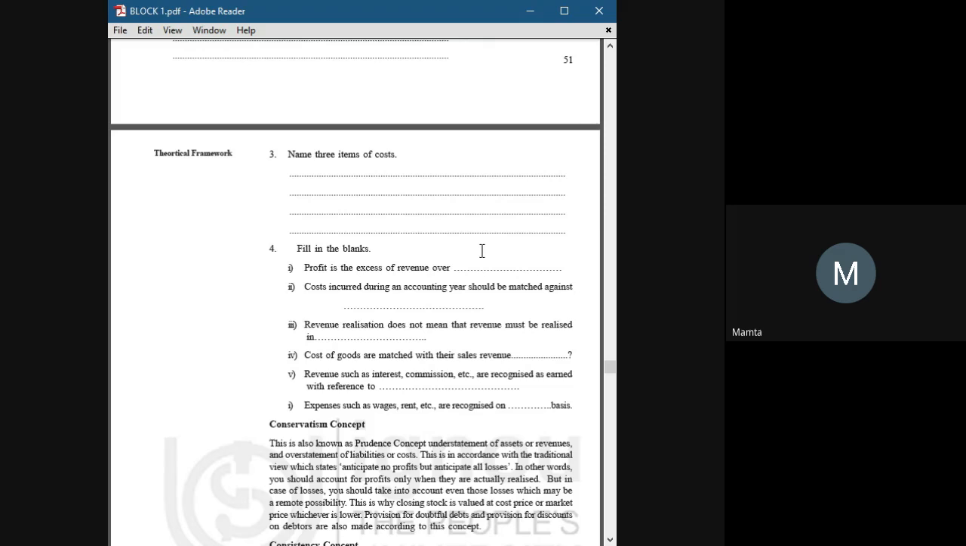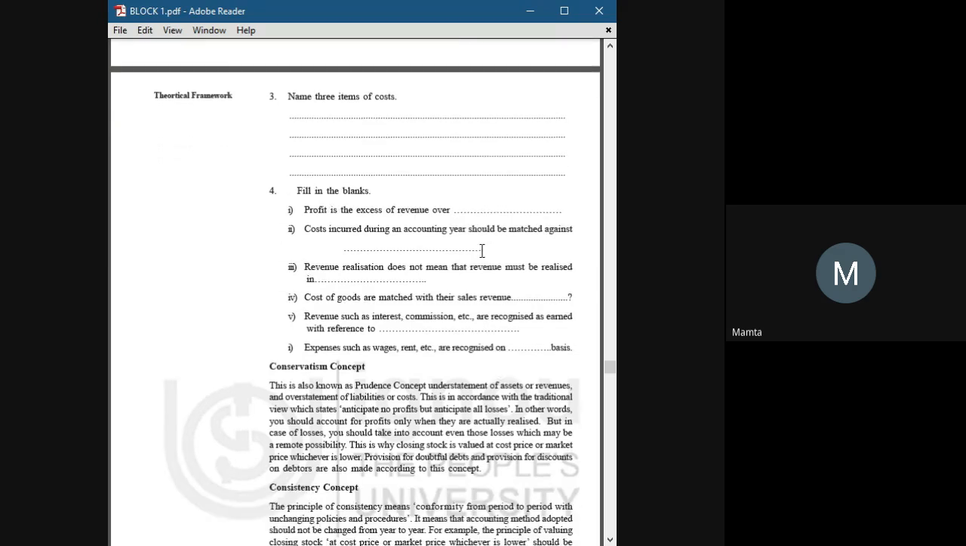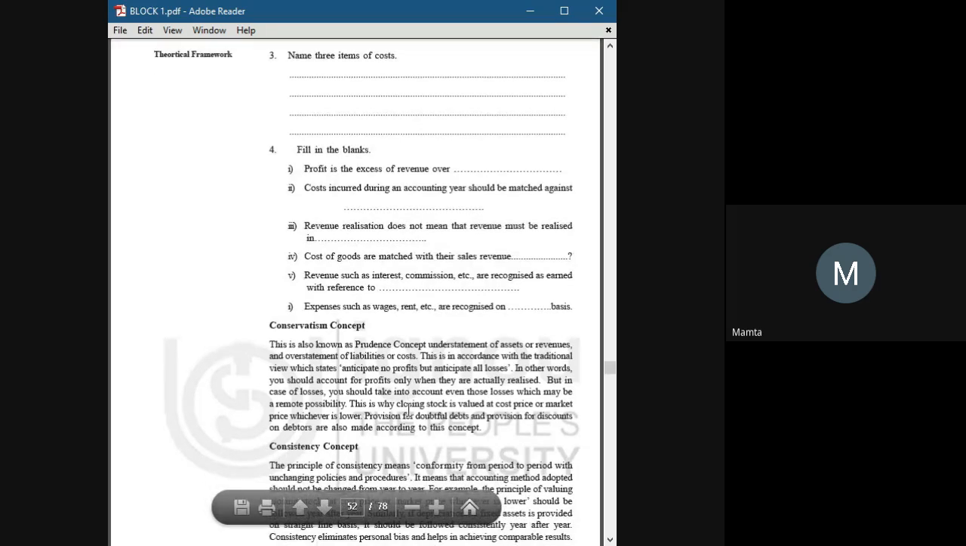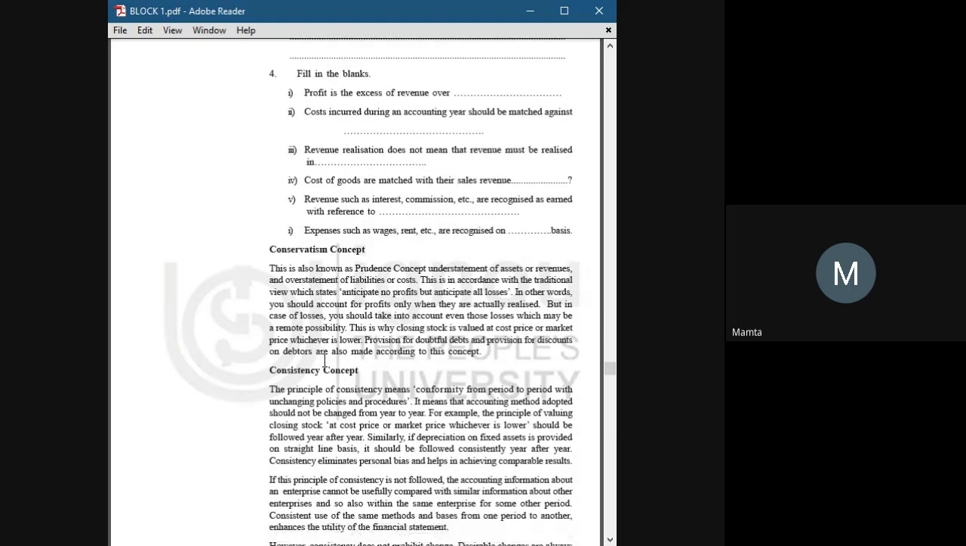Suppose you have debtors of 70,000 bucks, but out of those you only get back 30,000. You will lose 40,000. So for that case, you have to be prepared before that situation happens to you. You have to make provisions for your losses, like provision for doubtful debts, provision for discounts you will be giving to debtors. So being conservative is a good thing.